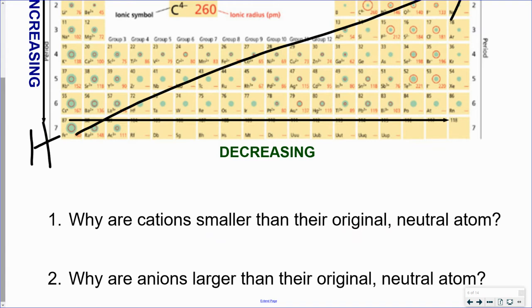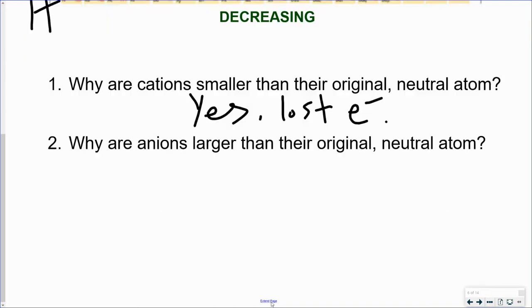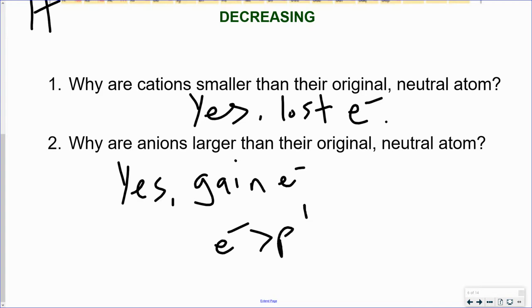Okay. Are cations smaller than the original neutral atom? Yes. They lost electrons. And the other question is, why are anions larger? They are larger. So yes. I guess we don't need the yes, but I like to say it. Because they gained electrons. If you get more electrons, so if electrons are greater than protons, it's going to get bigger. And if protons are greater than electrons, it's going to get smaller.